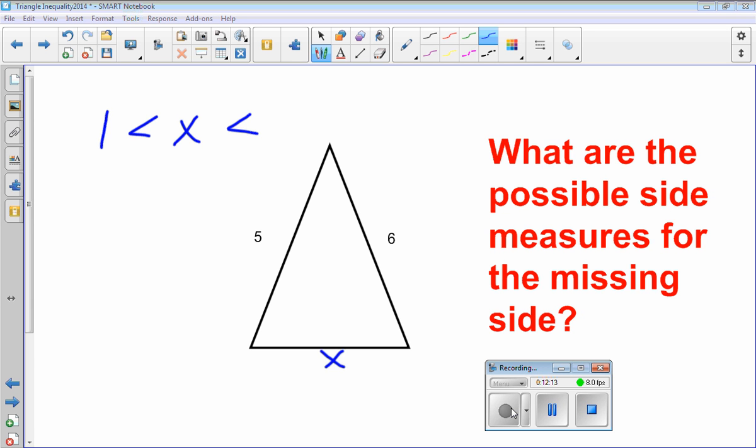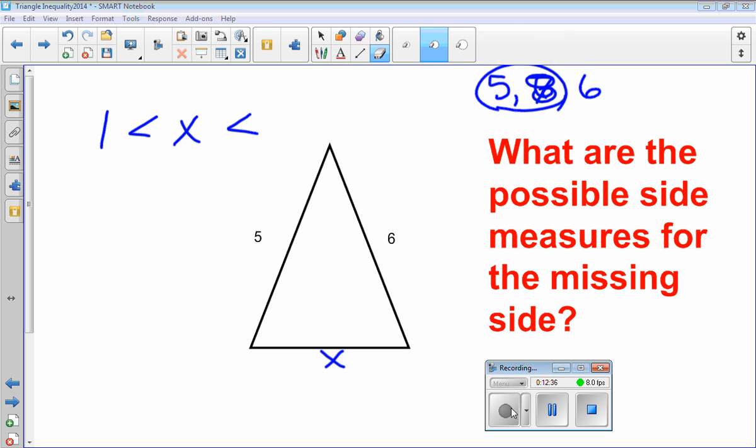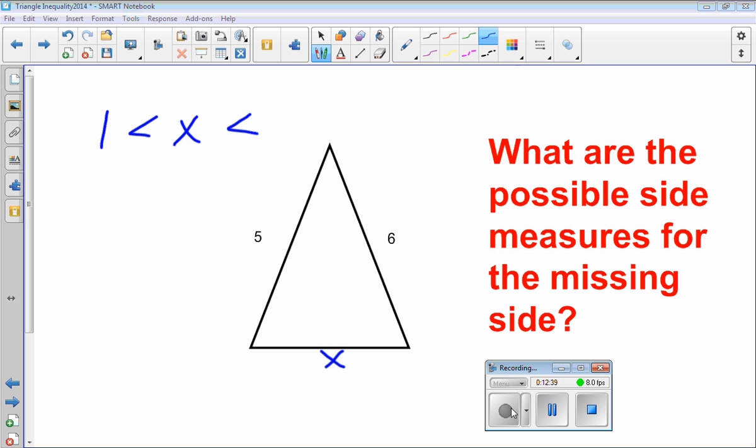How'd you get that number? You could have 6. Let's try 6. Does 6 work? If I had 5, 6, and 6, wouldn't the two smallest add up to be bigger than the third side? So 6 works. Does 7 work? Does 8 work? Where does it stop? 11. Because if you get 5, 6, and 11, now they don't add up. Right? So how did we get 1 and 11?